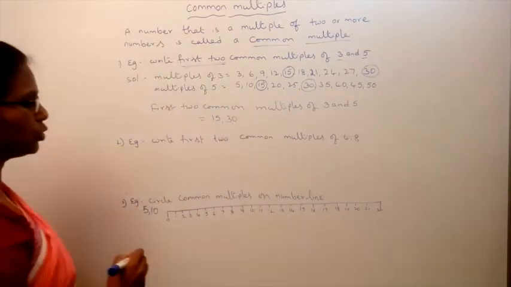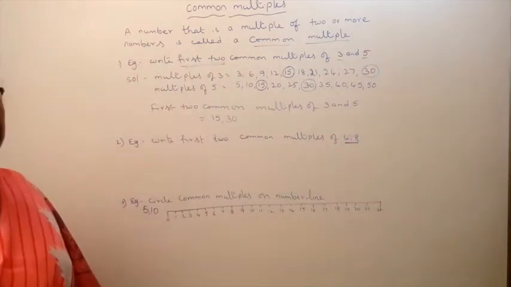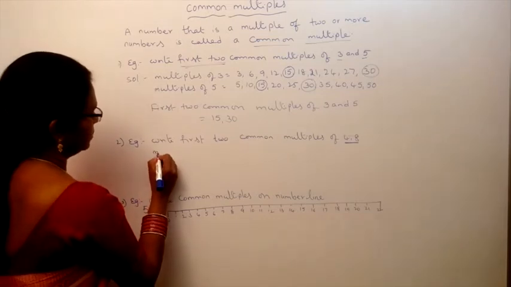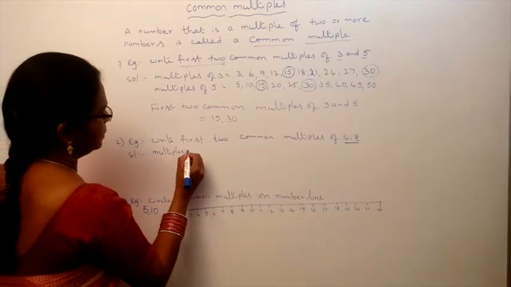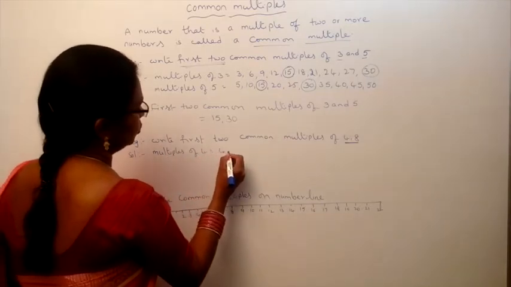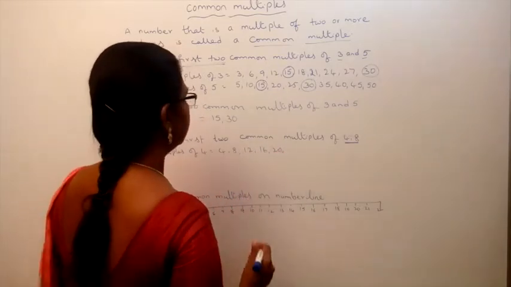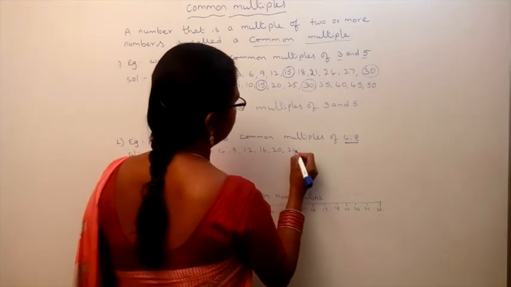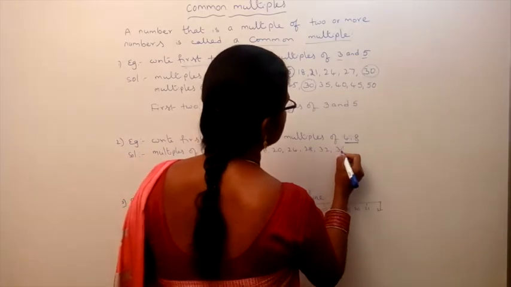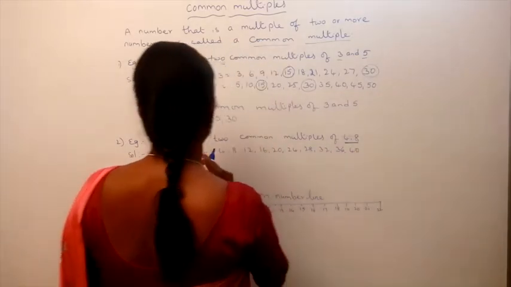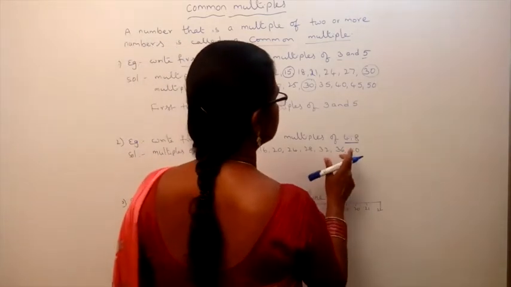Next, write first two common multiples of 4, 8. What are those? 4, 8. First we have to write 4 multiples. Solution. Multiples of 4. 4, 8, 12, 16, 20, 24, 28, 32, 36, 40. First 10 multiples of 4, what are those? 4, 8, 12, 16, 20, 24, 28, 32, 36, 40.